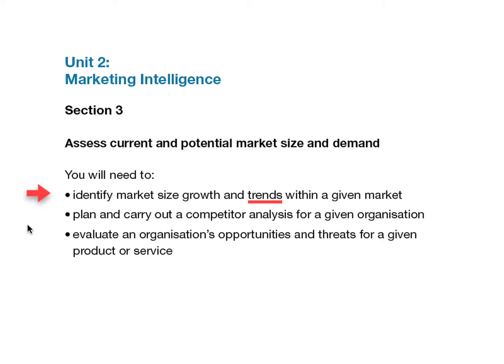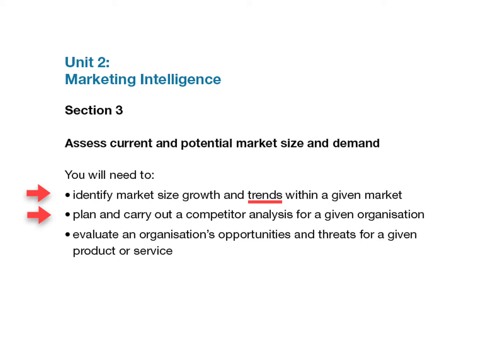There are two aspects to bullet point 2. First, you're being asked to plan a competitor analysis, so you need to define some objectives for the analysis, identify who and what you're going to research, and then clearly outline your methodology. Then use this plan in order to carry out your competitor analysis.